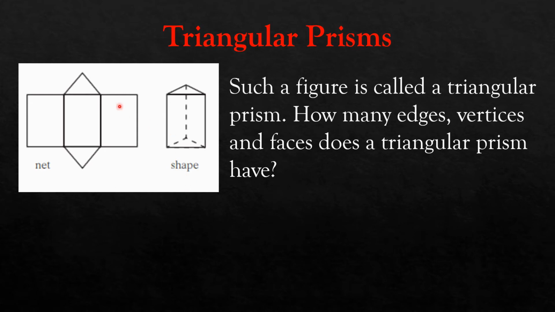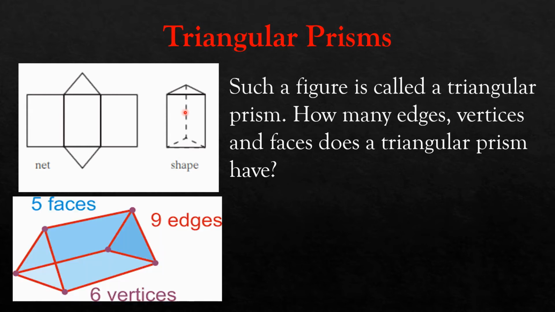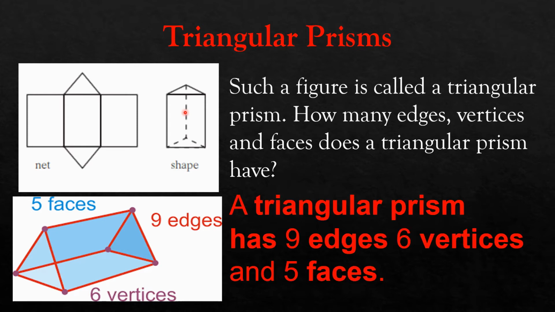Now we have to see how many edges, how many vertices and how many faces a triangular prism has. Here you can see in this figure, it has 5 faces, 9 edges and 6 vertices. So a triangular prism has 9 edges, 6 vertices and 5 faces.